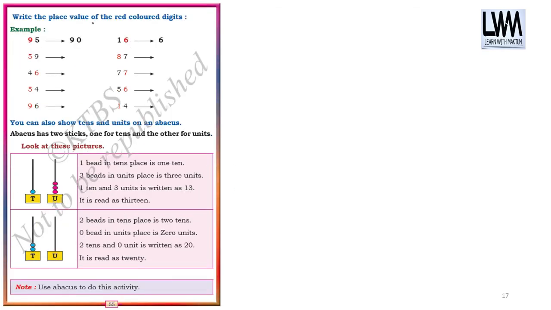Now write the place value of the red color digit. So here 9 is in red color, so 9 is at tens place, means 90. Then 6 is at units place, so the place value will be 6. Now here 5 is at tens place, it will be 50. Then 87, 8 is at tens place, it will be 80. The same with 46, 6 is at units place, multiply with 1, 6 ones are 6. Then 77, 7 is also in units place, multiply with 1, 7 ones are 7.